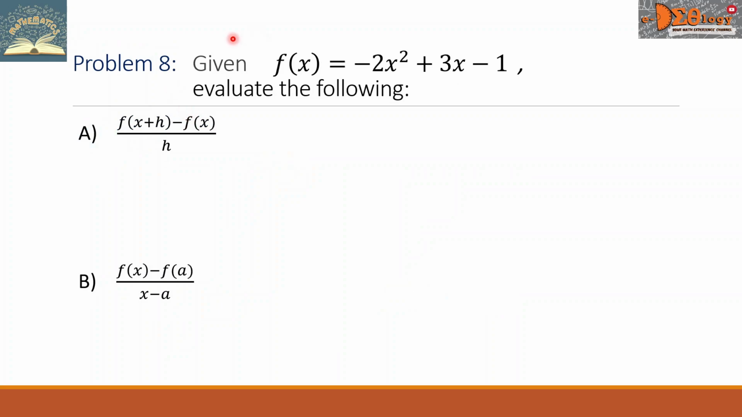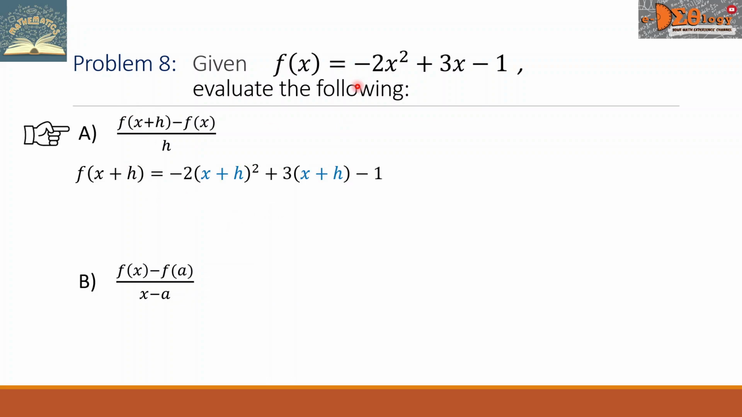Problem 8. Given f of x equals negative 2x squared plus 3x minus 1. Evaluate the following. Let's begin with A. F of x plus h minus f of x all over h. Let's begin with evaluating the f of x plus h.